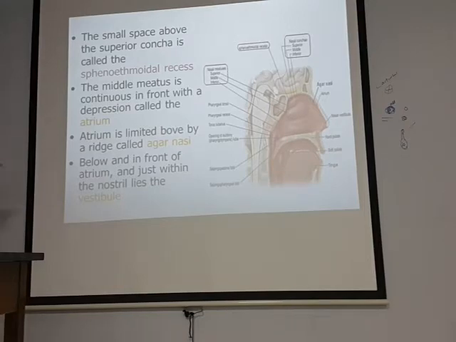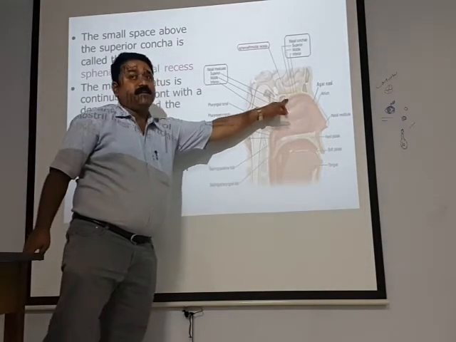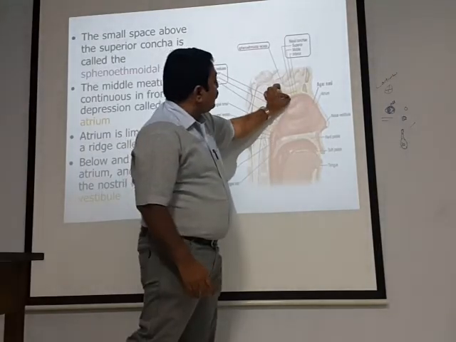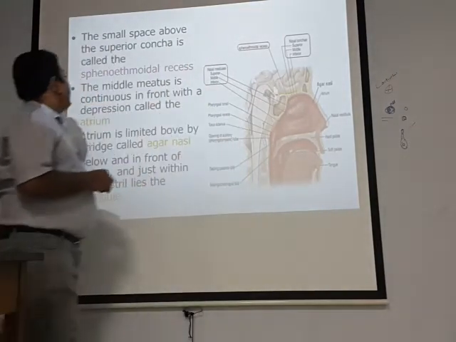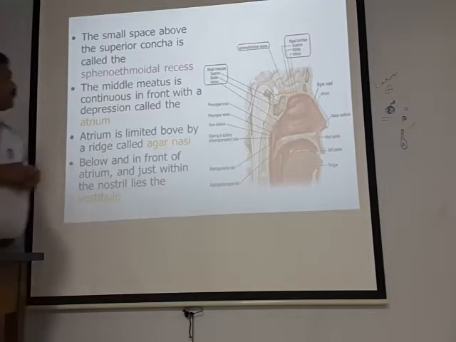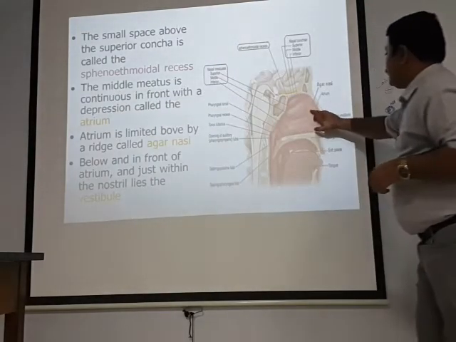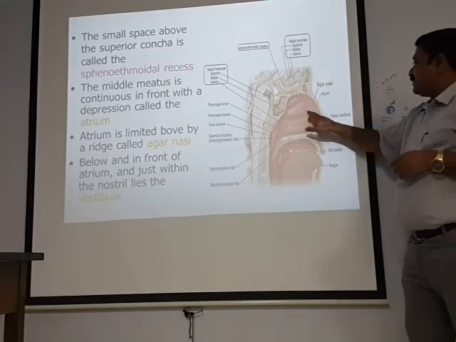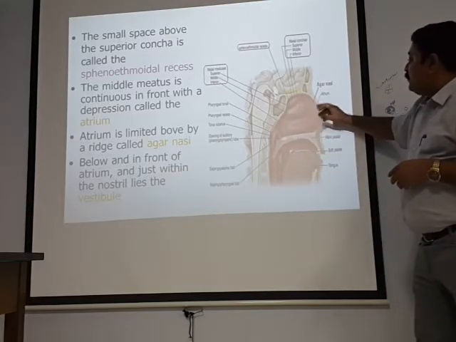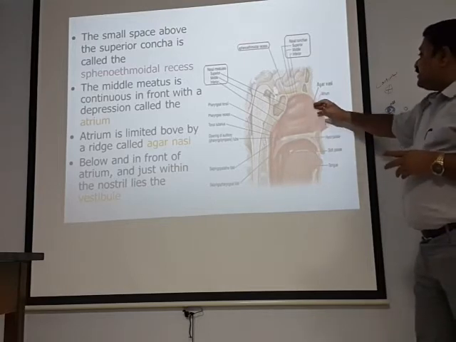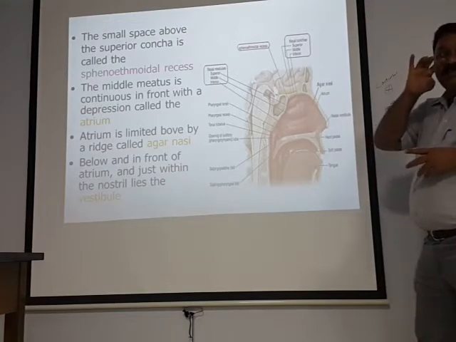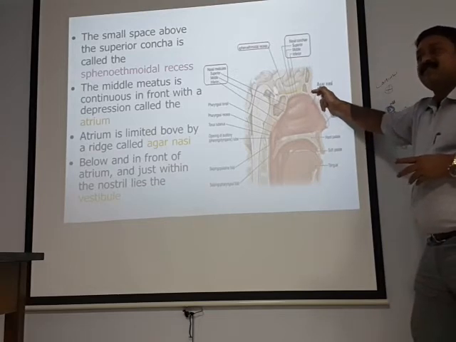And so I told you, the spheno-ethmoidal recess is the small space above the superior concha, this part. And the next is the middle meatus. It is continuous in front with a depression called the atrium, here. It is a small depression, anterior to this. And the atrium is limited above by a ridge here, which we call the agger nasi.